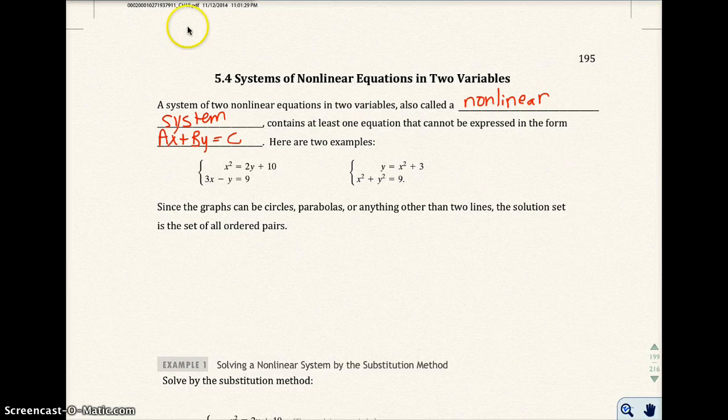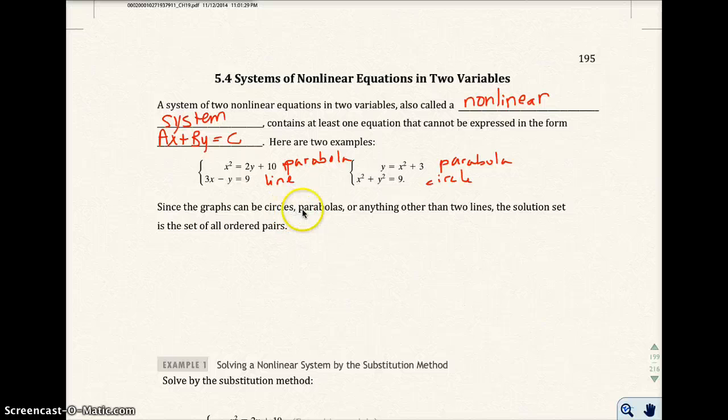Here are some examples. Here we have a nonlinear system because one of the equations is not a line. So here's that one right there. Here we have a nonlinear system because both of these are not lines. Just for your reference, this is going to be a parabola, which is what we dealt with in chapter 3. This is going to be a parabola, and a circle right here. This is a line. So a nonlinear system has at least one equation that cannot be written in this form, which basically means it's not a line.